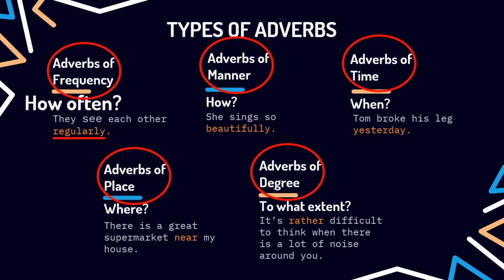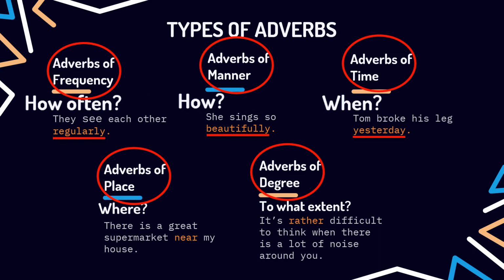Number 2, adverbs of manner. Adverbs of manner describe how an action is happening. How? For example, she sings so beautifully. So how is she singing? She is singing beautifully. And number 3, adverbs of time. When we say adverbs of time, it is regarding when, answering the question of when the action is happening. For example, Tom broke his leg yesterday. Yesterday was the time, which is when.